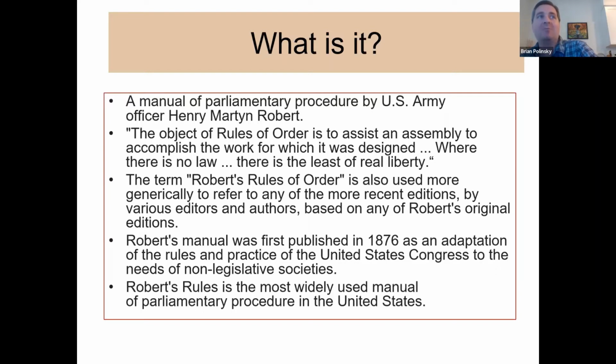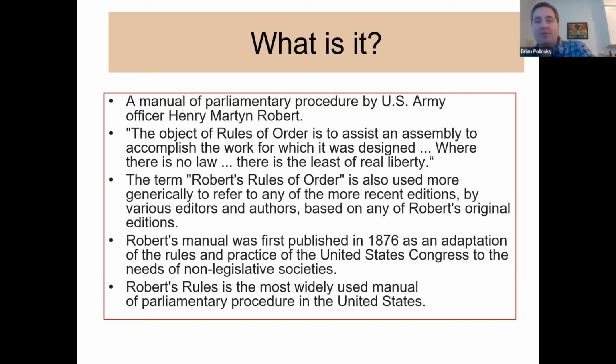It says, "The object of the Rules of Order is to assist an assembly to accomplish the work for which it was designed. Where there is no law, there is the least of real liberty." So this was his goal in publishing the Rules of Order, to make sure that anytime there's a meeting or assembly, things are being conducted in a way that actually accomplishes the goals of that assembly.